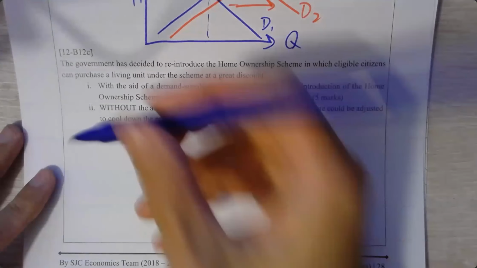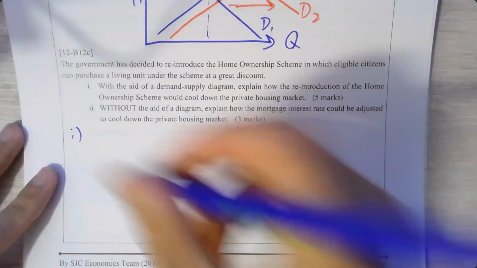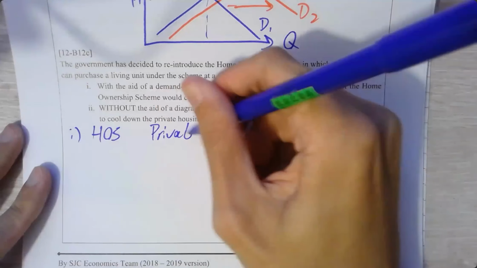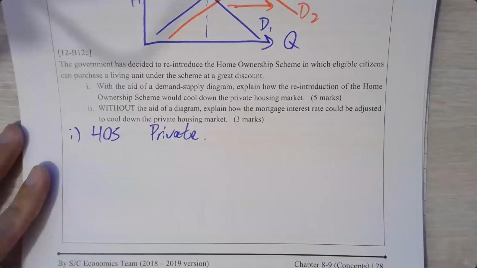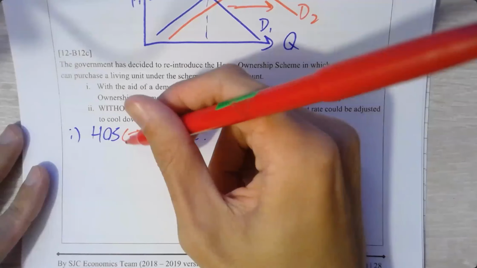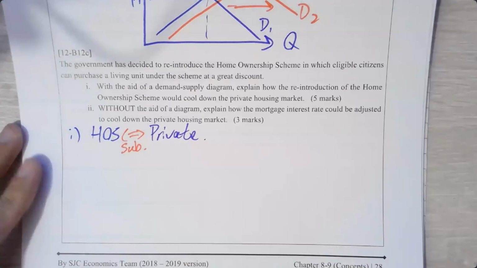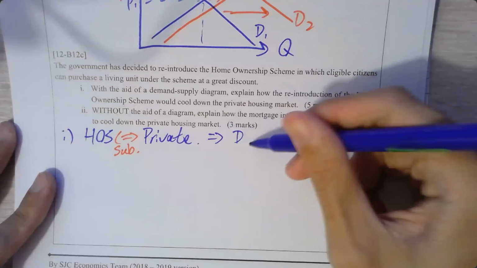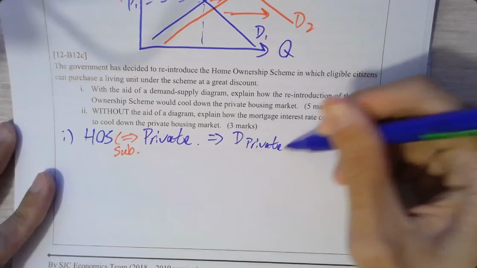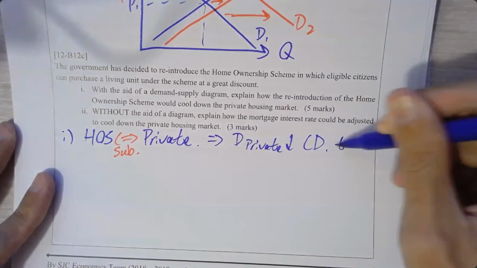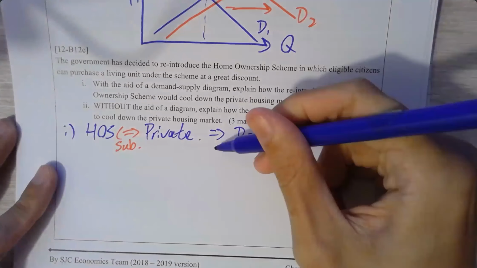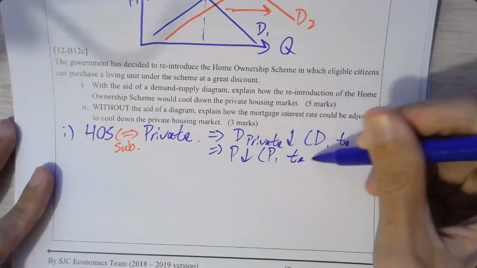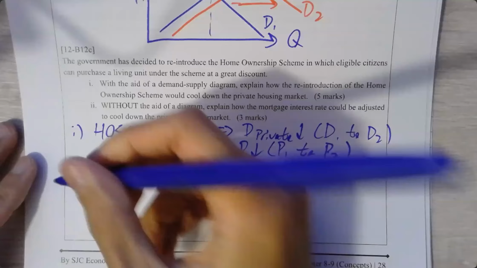OK, here we go. Part 1: home ownership scheme and private housing. What is their relationship? They fall into a substitute relationship, right? Therefore, demand for private housing would decrease from D1 to D2, which means that price would drop from P1 to P2. OK? What does that mean? Draw the diagram.